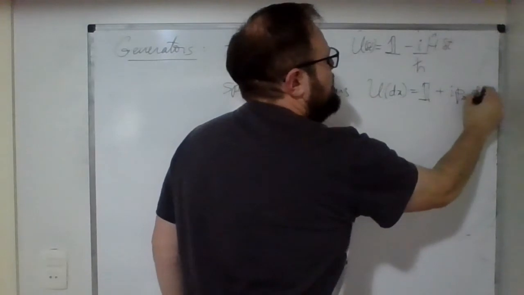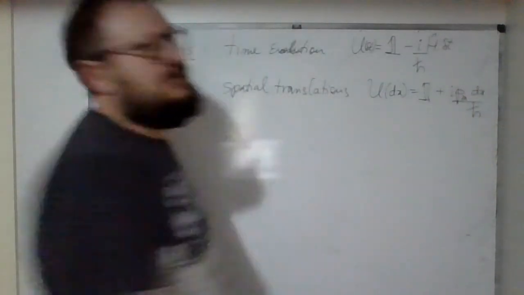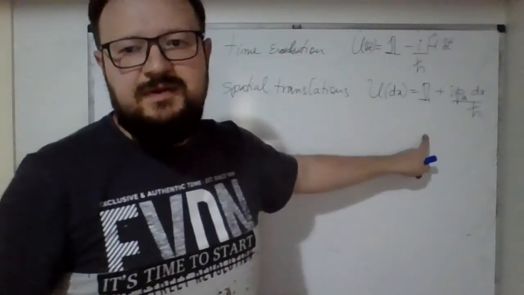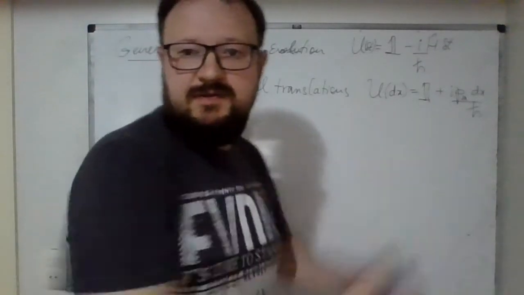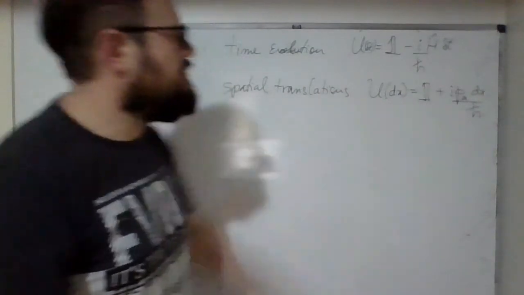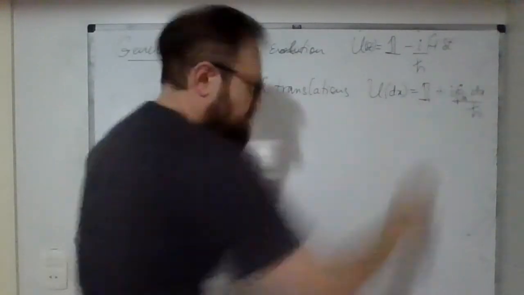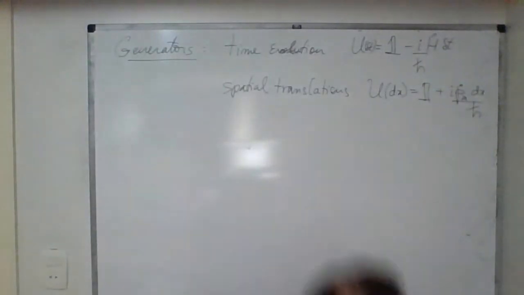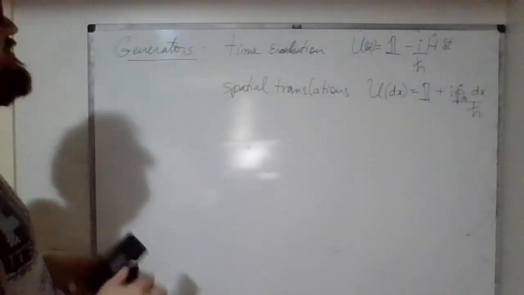Px times dx divided by h bar, right? So this is what produces the partial translation of a function. So generators here are the momentum operators. These are the generators for spatial translations. And what can be the generators of rotations? Okay, rotations.